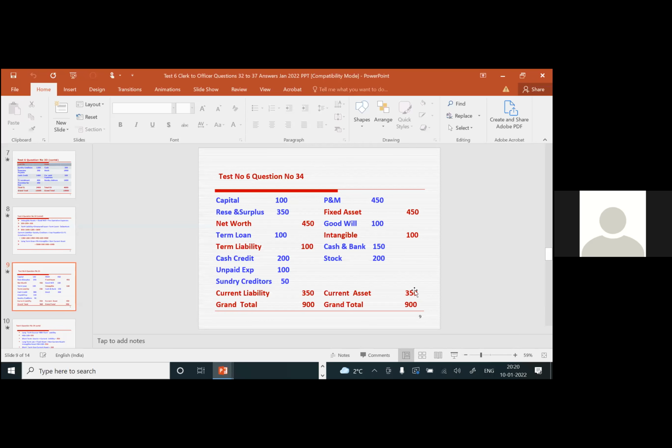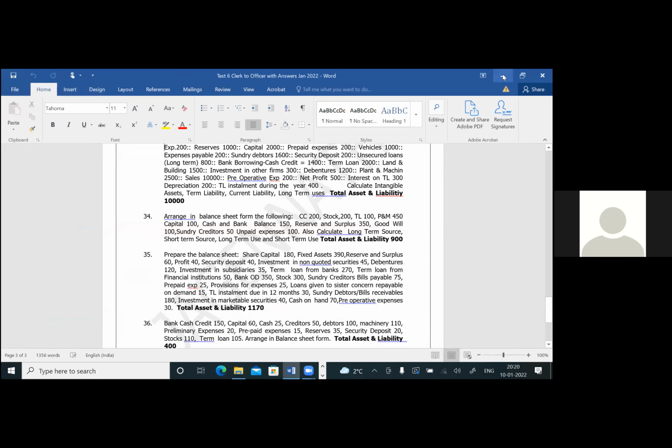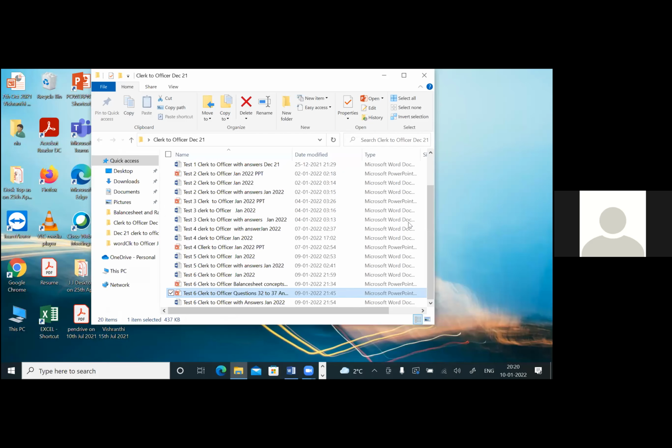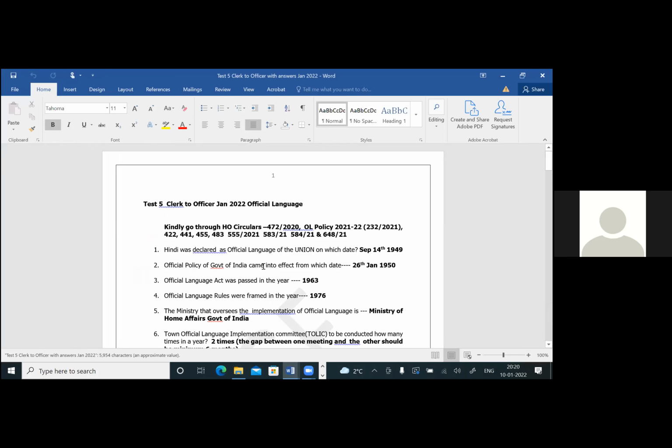Now, before going to the ratio analysis, we will finish the OL questions today. Then we will take up the balance sheet analysis in the next session. Now we are quickly going to go through, because friends, official language is an important question. For all the levels, 2-3 questions will come for you. You should not miss any question.